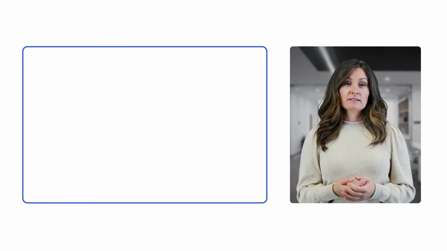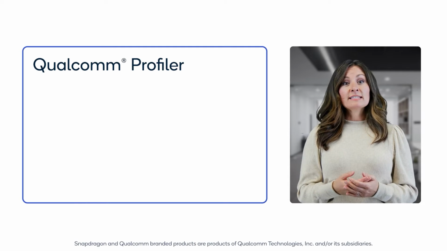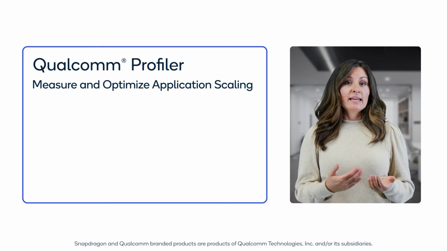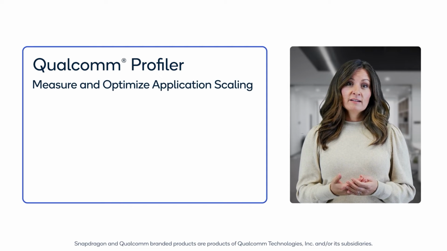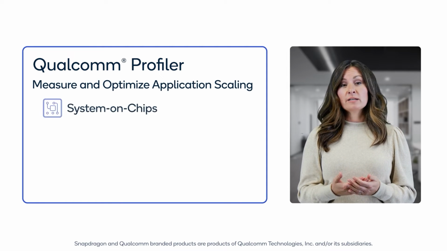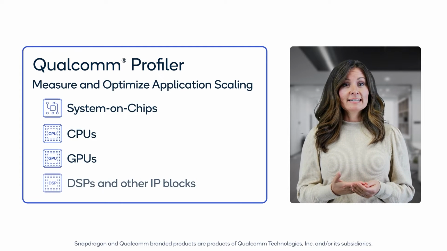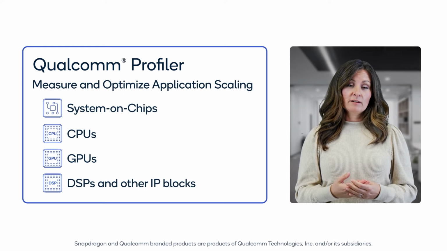Welcome, fellow developers. In your quest to develop cutting-edge applications, you might find yourself looking for a comprehensive profiling tool that can be used across a variety of target devices. Qualcomm Profiler is a performance profiling system that can be used to measure and optimize application scaling across Qualcomm system on chips, or SoCs, CPUs, GPUs, DSPs, and other IP blocks.